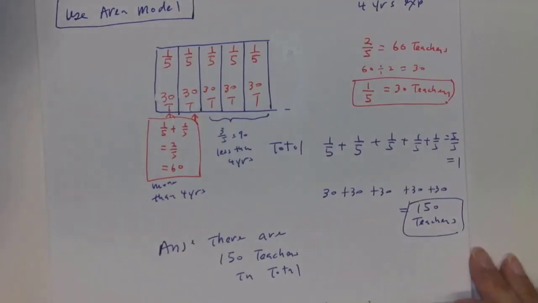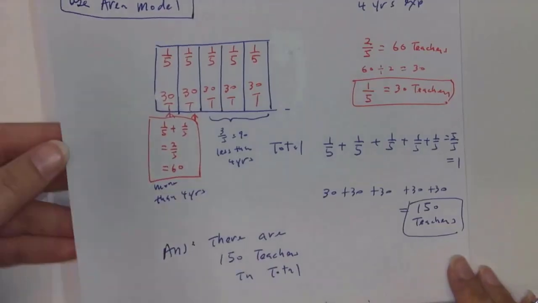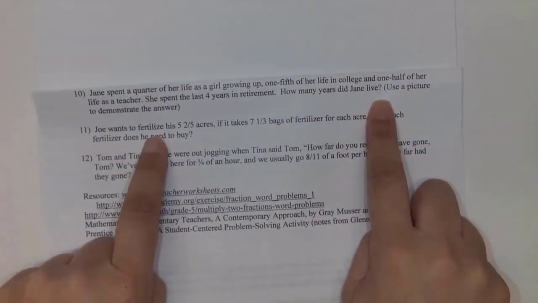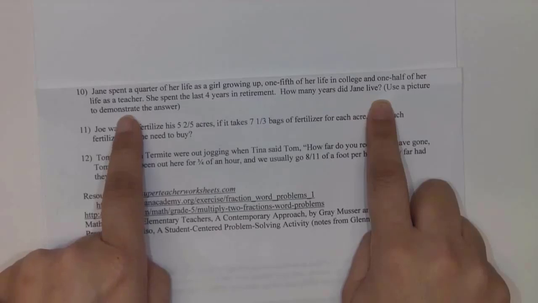Alright, the next question is very similar to what we just did, but slightly more difficult. So that would be a good question for the exam also. So number 10, we have Jane. Jane spent a quarter of her life as a girl growing up, a fifth of her life in college, and a half of her life as a teacher. She spent the last 4 years in retirement. How many years did she live? Use a picture to demonstrate.